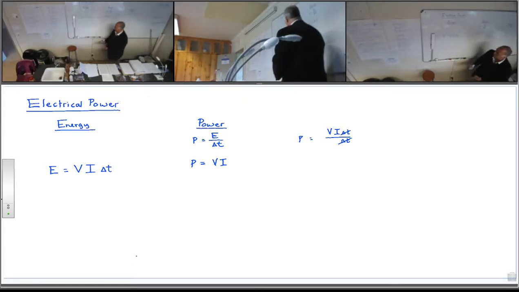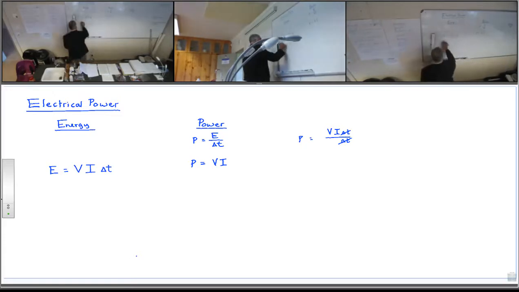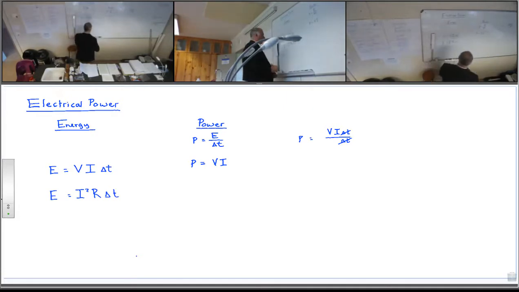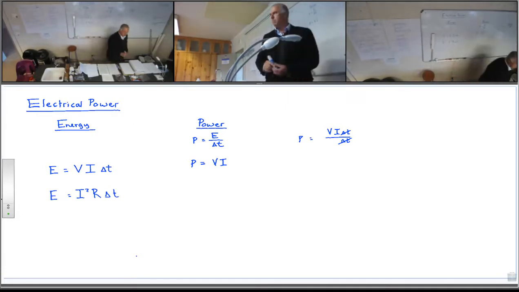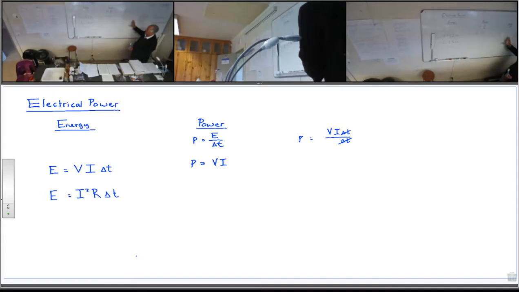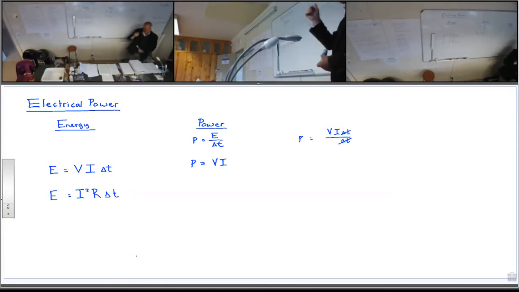There's another energy formula. Energy equals I squared R delta T. Now, where do you think that comes from? We're just going to work here on the side briefly. Where do you think that formula comes from? Do you think we just sucked it out of our thumb?